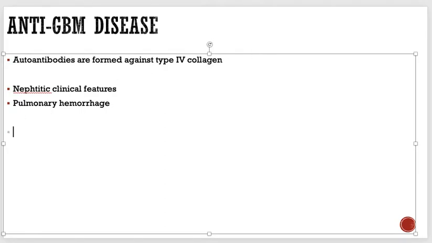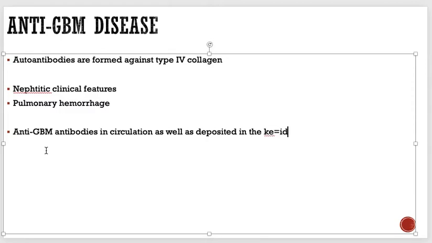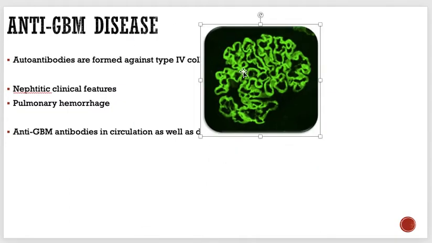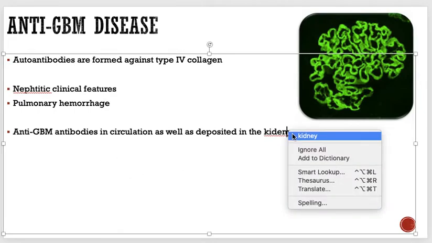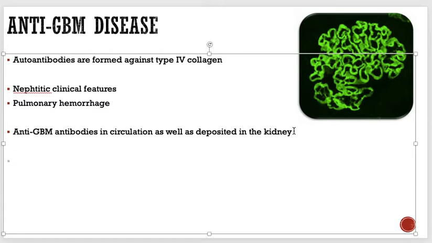And when we do a biopsy in these patients, what we will find is anti-GBM antibodies. Okay, antibodies will be there in circulation, as well as deposited in the kidney. Okay, so now you know how they look. I will show you. This is the immunofluorescence test, which is done for IgA deposits. So this is the immunofluorescence which they have done. Now guys, remember, the condition is caused by anti-GBM antibodies which are circulating in the blood.